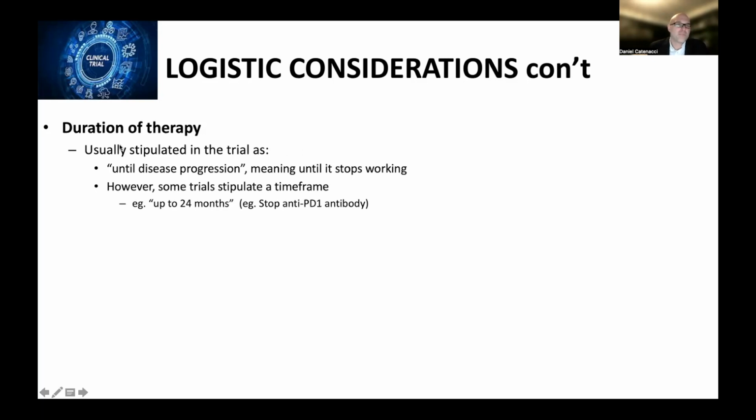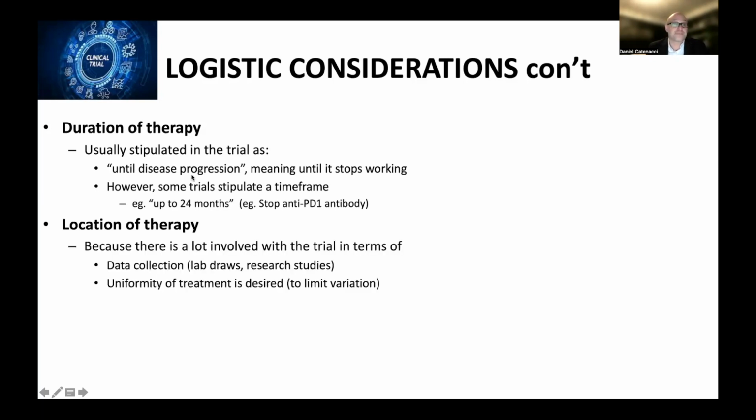And so most people would fall into the category of until disease progression. What about where the studies are taking place? The location of the treatment. Because there's a lot involved with clinical trials in terms of data collection, laboratory draws, research studies, et cetera, they're required to be given at a certain center where the study is being conducted.